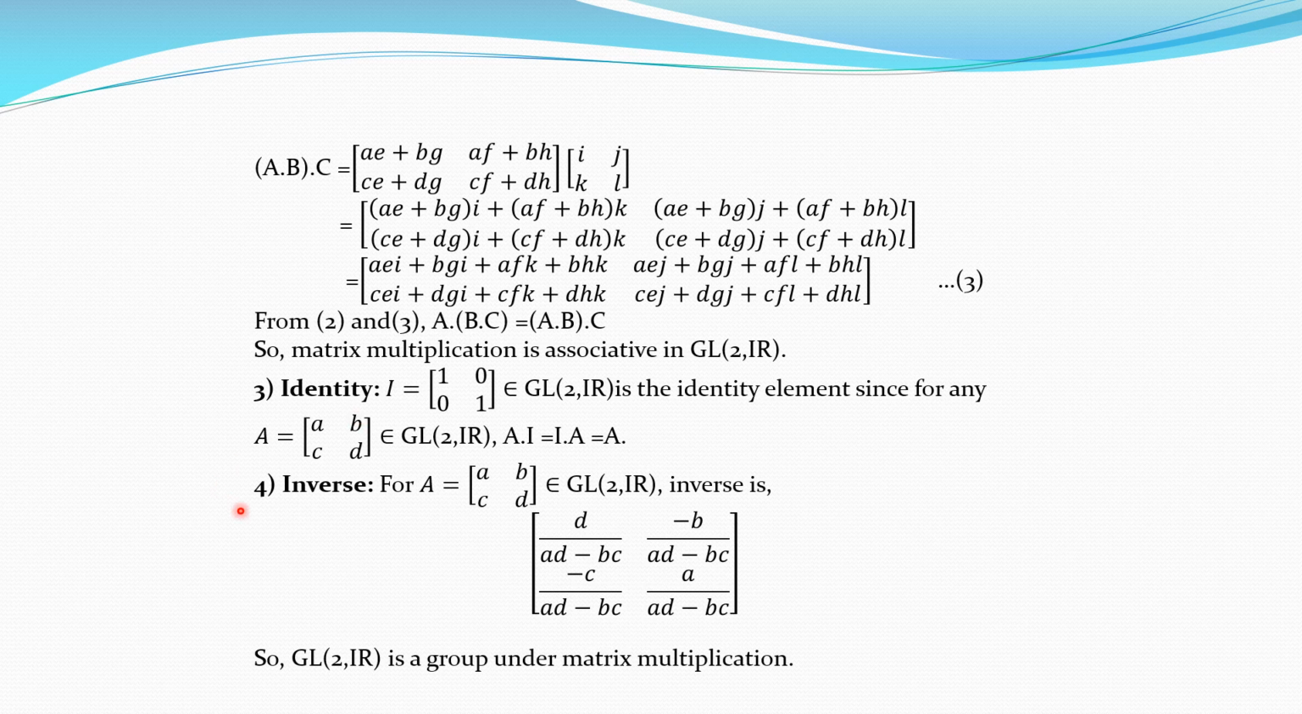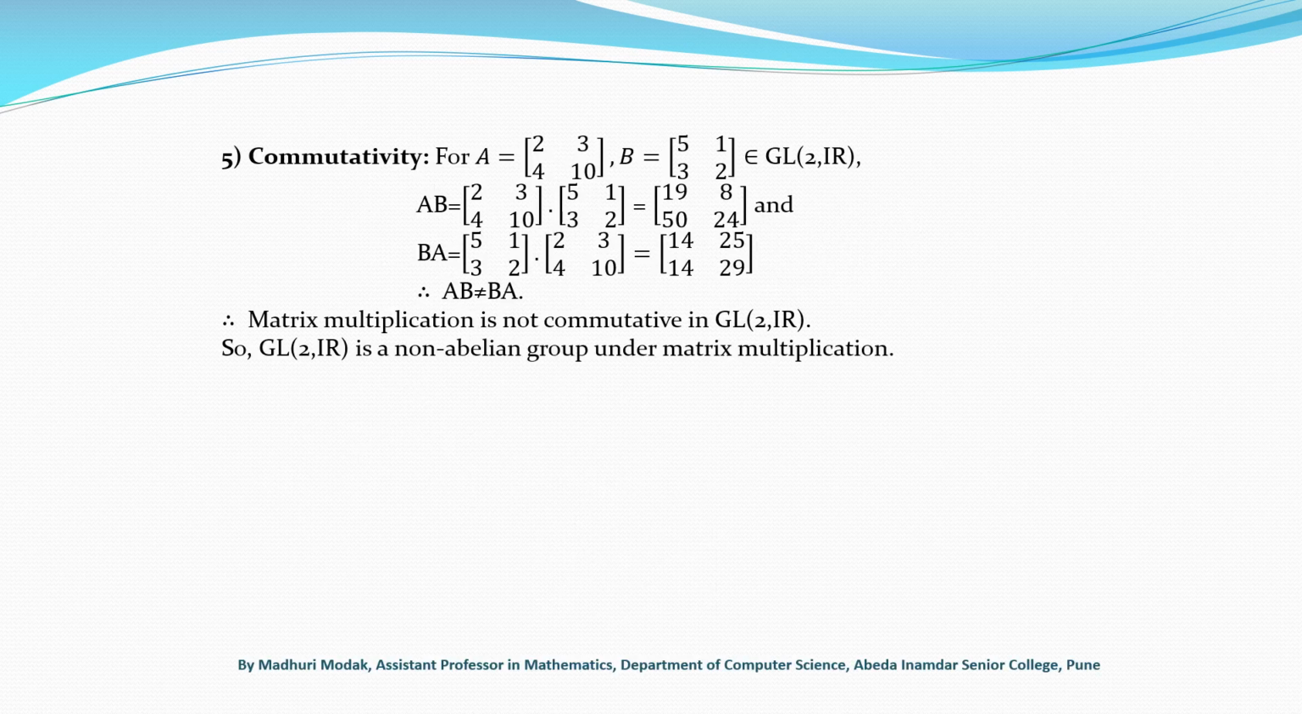Now, inverse. Remember, for this matrix, this is an inverse. For A equal to ABCD in GL2R, we get this matrix, say B, such that AB equals BA equals the identity matrix. So this is the inverse of matrix A equal to ABCD. Thus all four properties of a group are satisfied. So GL2R is a group under matrix multiplication. Now we have to show that it is a non-abelian group. So we show that multiplication is not commutative in GL2R.